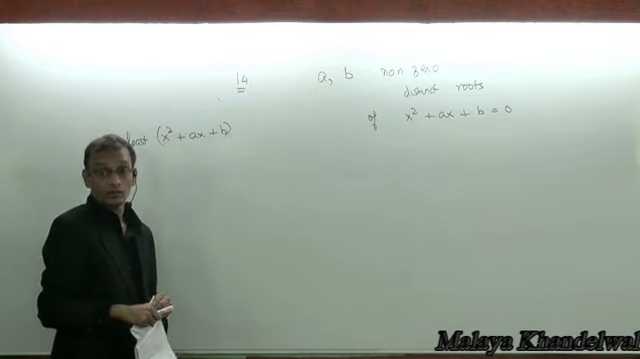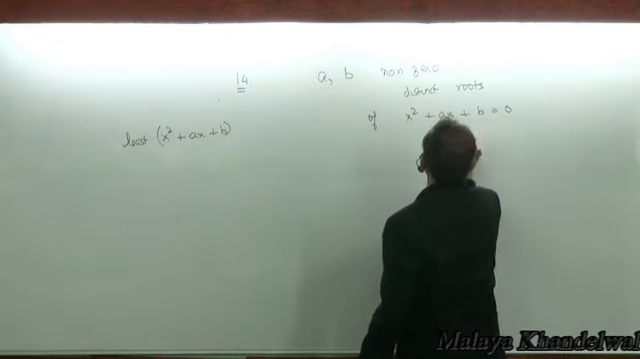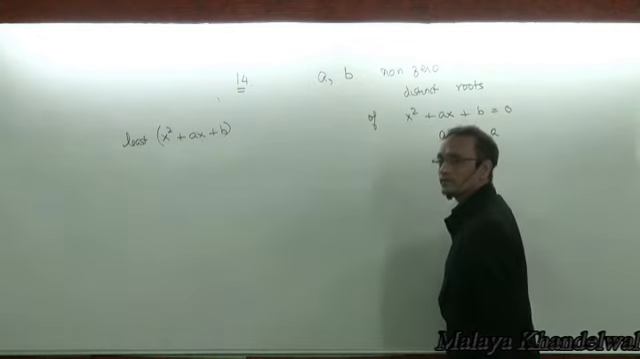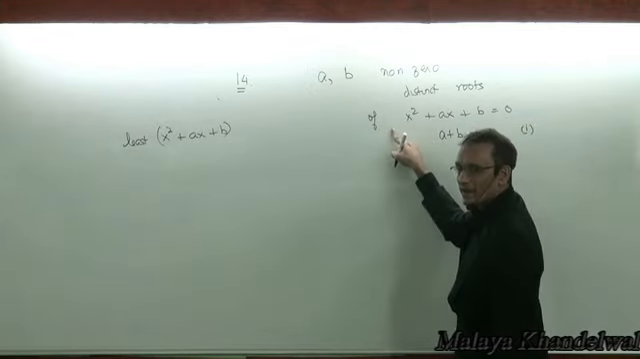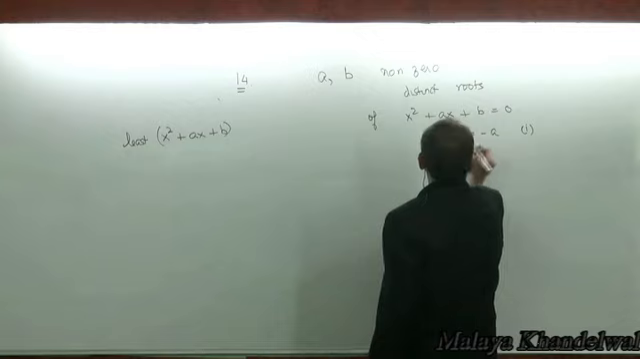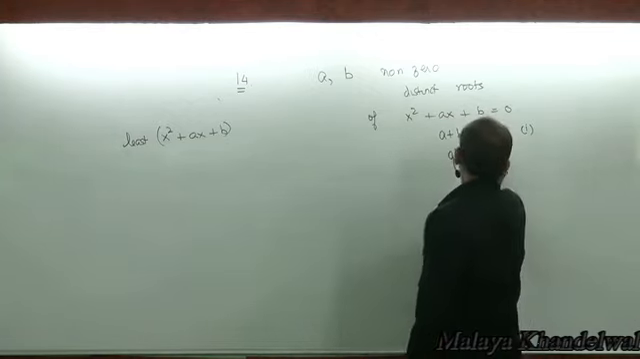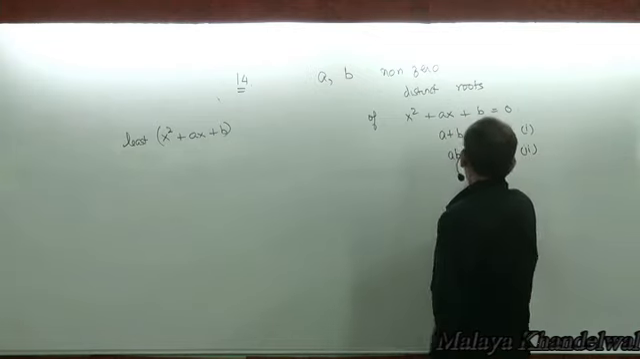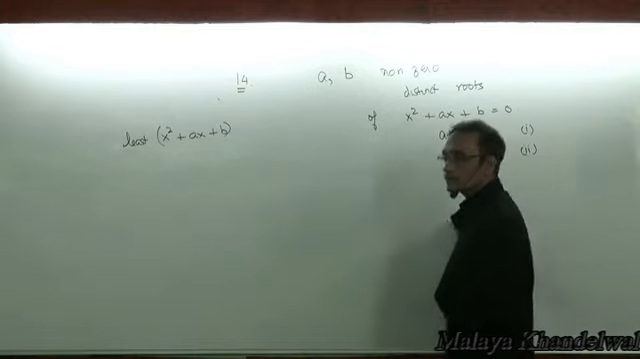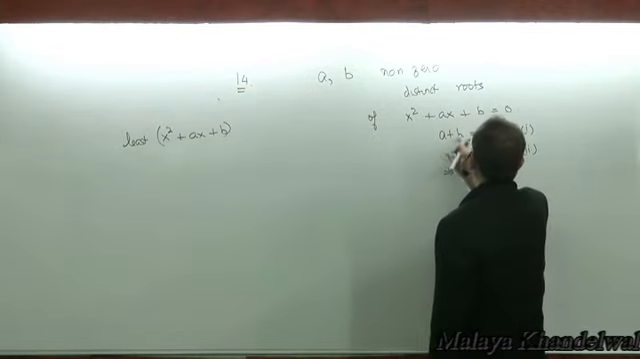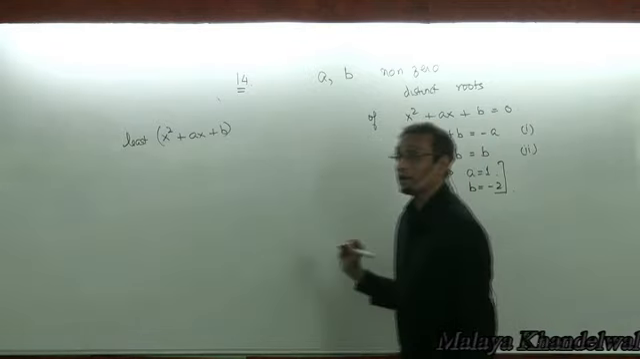Now if a and b are roots of this, then the sum of the roots, a plus b, must be minus a. Yes or no? That's the sum of the roots, a plus b, equals minus b by a, minus a by 1. And the product of the roots, ab, must be b. That's the product of the roots. Now b is not 0, that's given. Therefore, this would mean that a must be 1. Now if a is 1, plug in a equal to 1, you get b equal to minus 2. So a is 1 and b is minus 2.